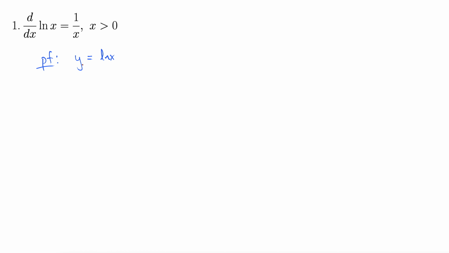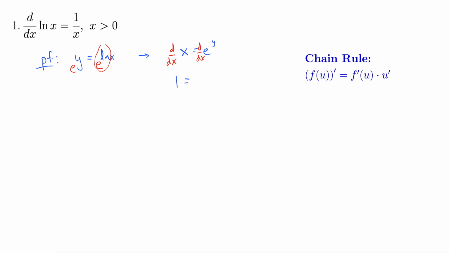And then we'll take both of these sides base e. Well, the e and the natural log undo each other, so we're left with just x on that right side. So I'm going to write this as x equals e to the y. And now I will take the derivative of both sides, d by dx, d by dx. Well, the derivative of x is simply 1, so we have 1 equals, and here we're going to use the chain rule to take the derivative of e to the y with respect to x.